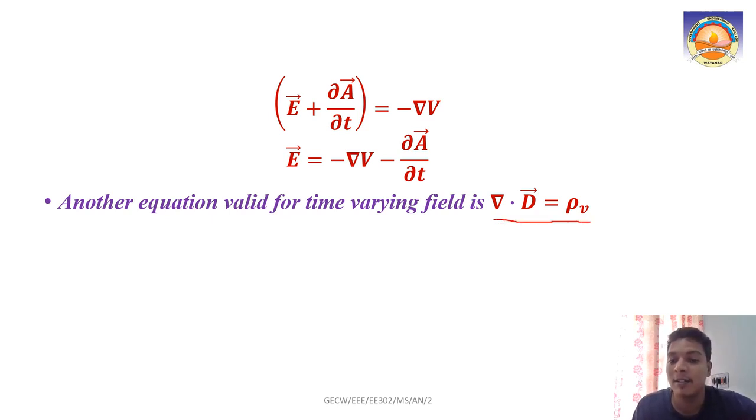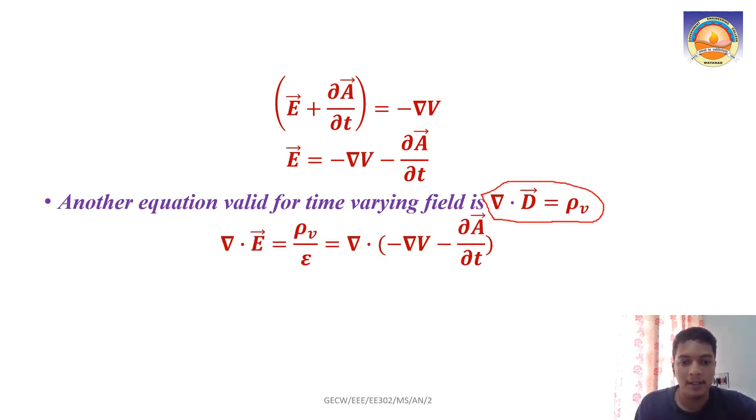Another equation valid for the time varying field also is del dot D equal to rho V, our Gauss's law, right? So when del dot D equals rho V, we can write D equal to epsilon E. So del dot epsilon E is equal to rho V, or del dot E will become rho V divided by epsilon, because we are taking it to the other side, right? Rho V divided by epsilon.